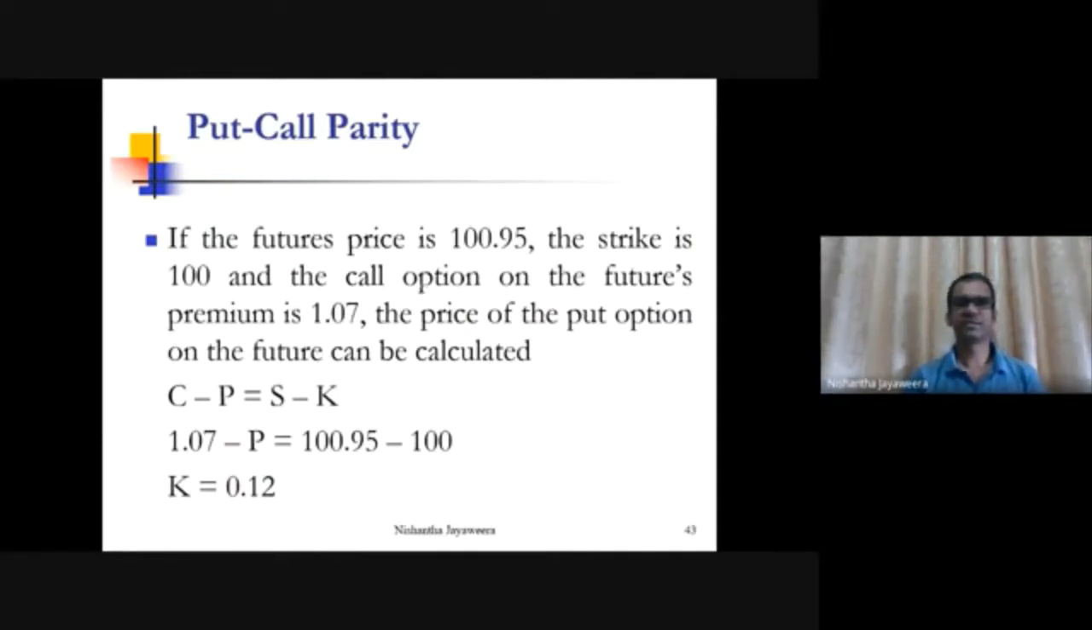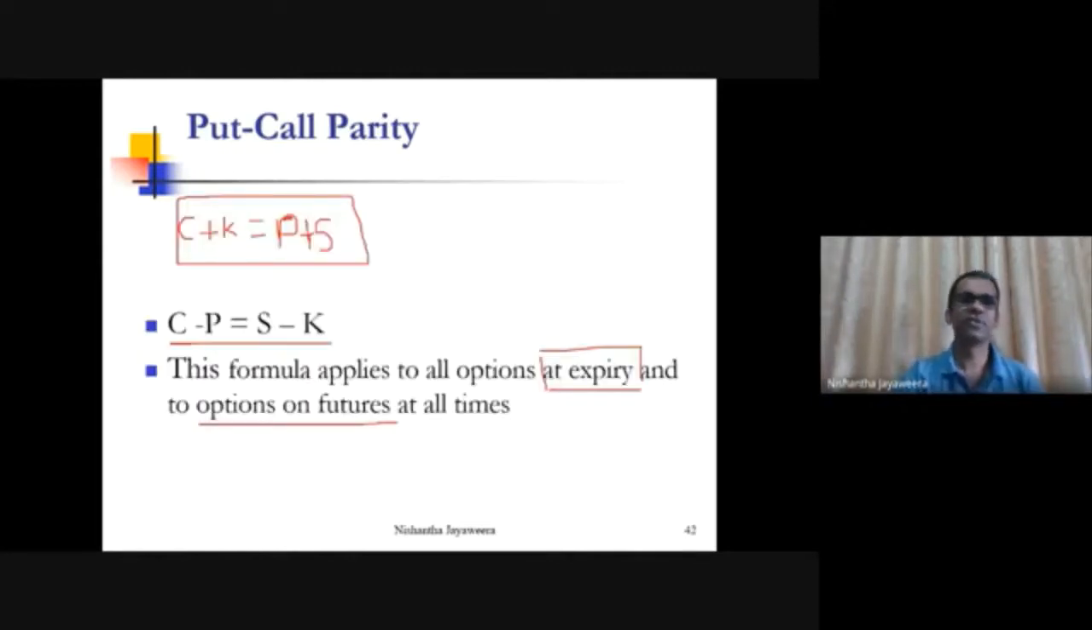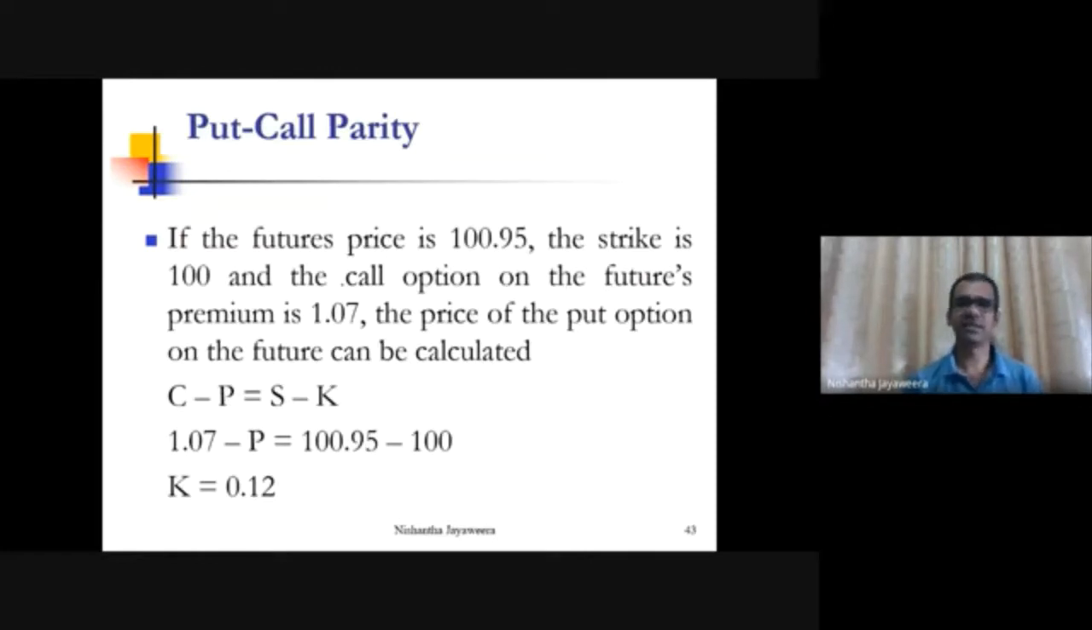When you know any three of these variables, if the market is perfect, that means no arbitrage and fair pricing, then we should be able to get the value of the fourth variable. Otherwise there's an arbitrage. So if the futures price is 100.95, the strike is 100, and the call option on the futures premium is 1.07, then we can calculate the option premium for the put option.